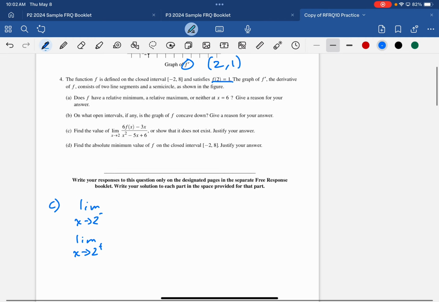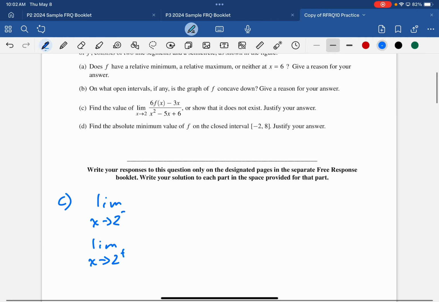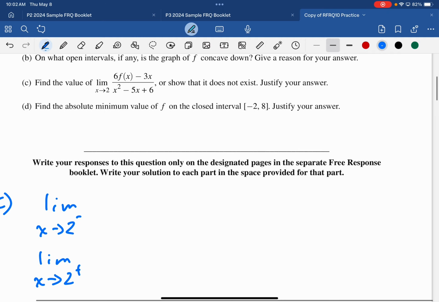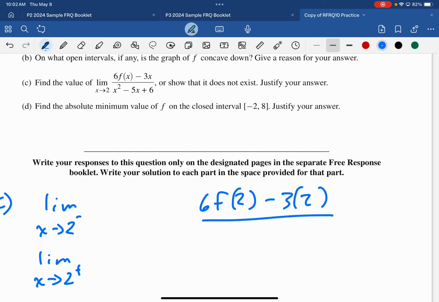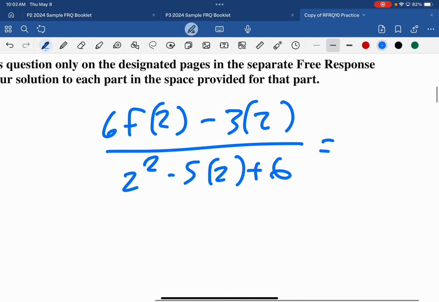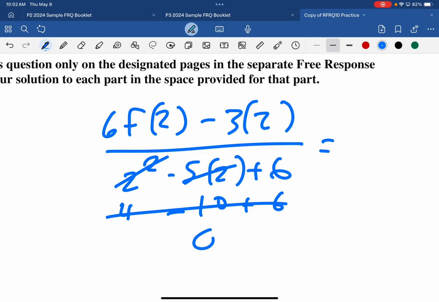Okay, actually, you know what? For the most part, because it's not a piecewise function, I think we could just do direct substitution. So let's do that. So what would this simplify to? We would have 6 f of 2 minus 3 times 2 over 2 squared minus 5 times 2 plus 6. I think the bottom becomes 0. Let's see. It's 4, this is 10, then we're adding 6. Yeah, so this becomes 0.